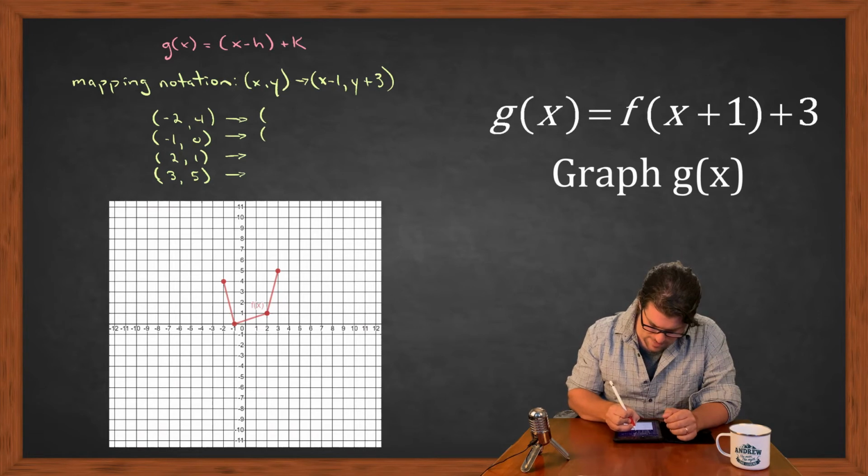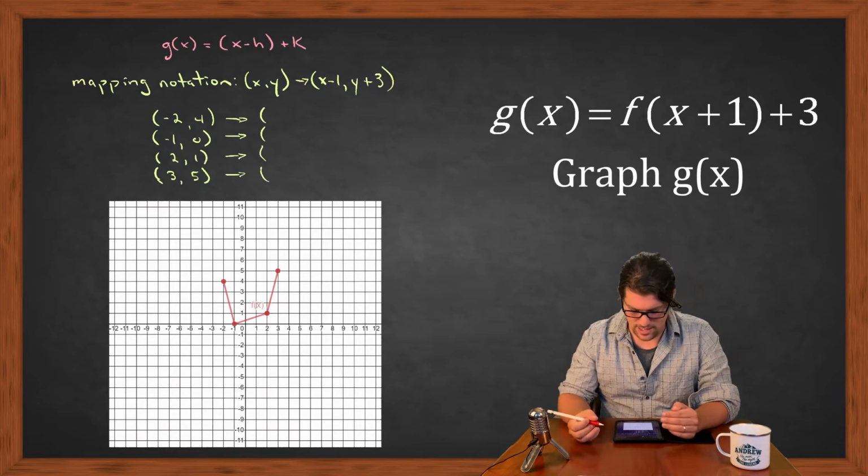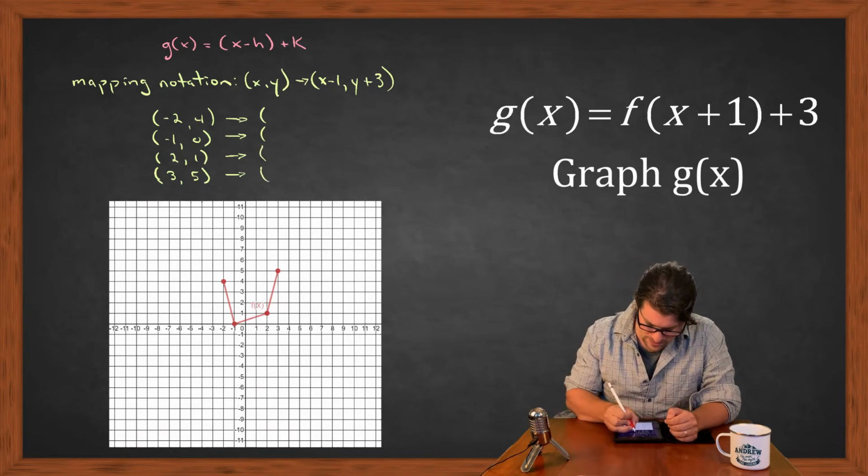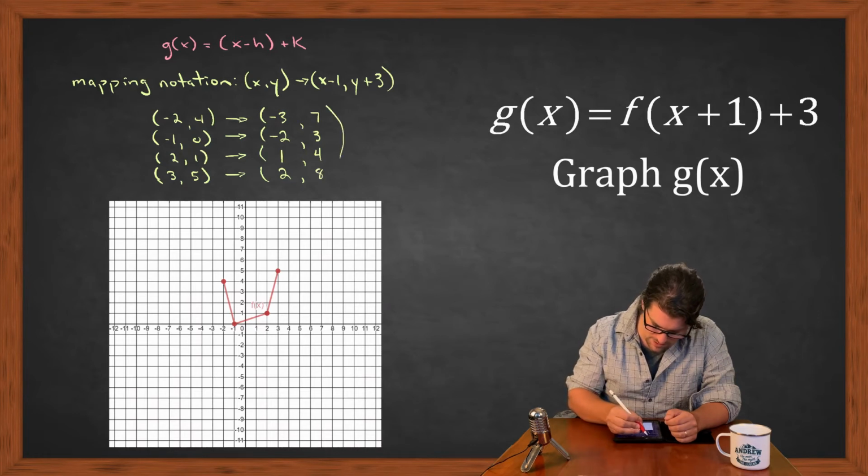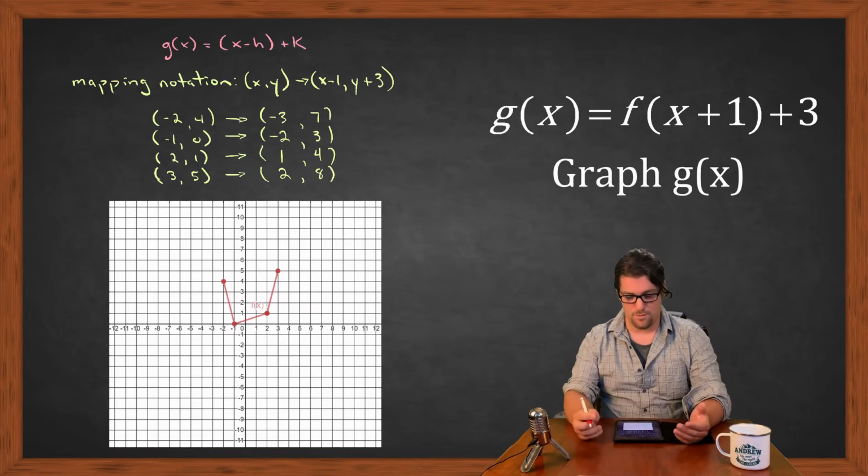So I'm going to do that by doing the x values all at once. So subtract 1 for each one. -2 subtract 1 is -3. -1 subtract 1 is -2. 2 subtract 1 is 1. And 3 subtract 1 is 2. Now we'll do the y values for those 4. I'm going to add 3 to each one of them. So that's going to give me 7, 3, 4, and 8. Sorry about that. So we're going to say that those are 4 points.